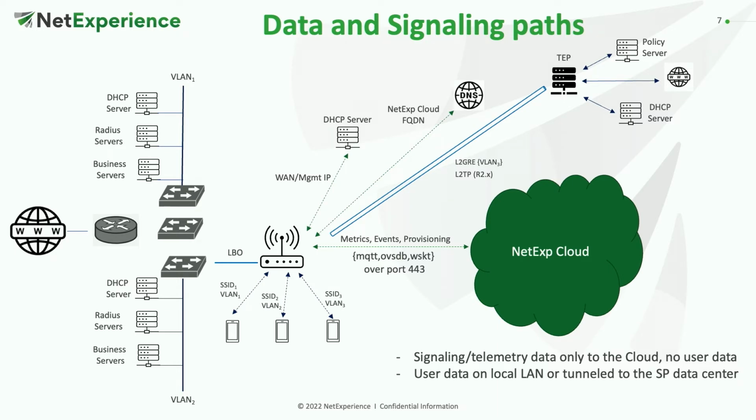Data and signaling paths: the objective, of course, is not to have the data traveling back to the cloud controller. All the data is traveling on the VLANs. As you can see, we've got a couple of VLANs set there, and back to the internet. We do support L2 GRE and L2TP tunneling. For some of the public Wi-Fi deployments that we've done, some people do want that tunneling and the ability to tunnel that data. But the NetExperience Cloud is only receiving the metrics, events, and provisioning information.